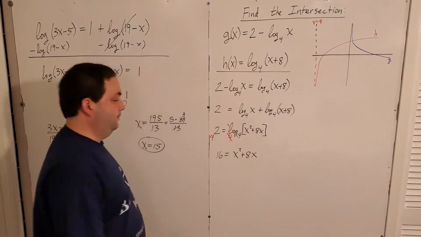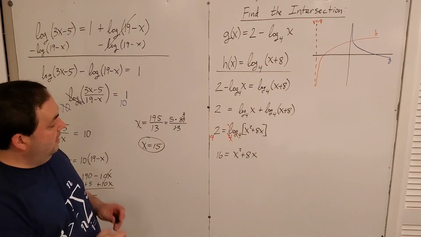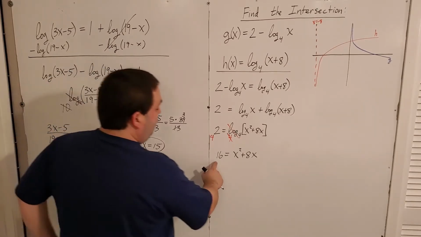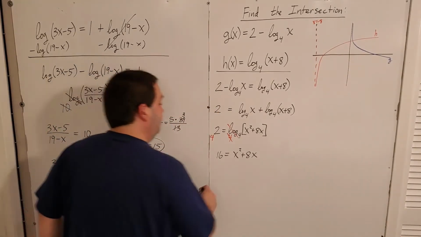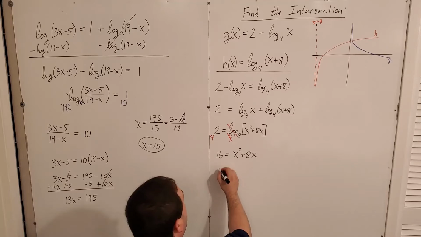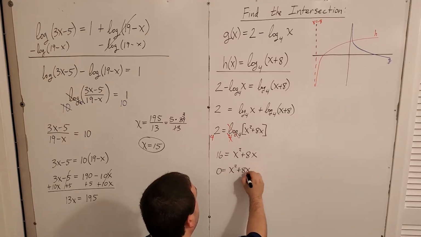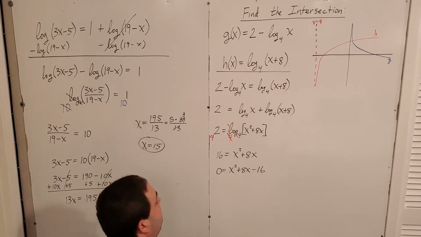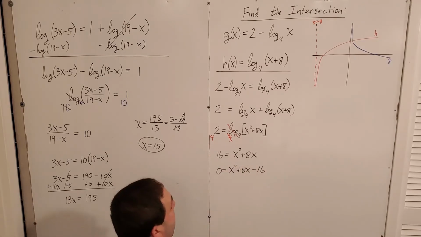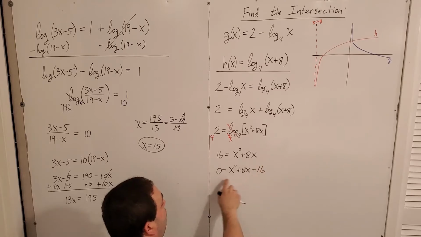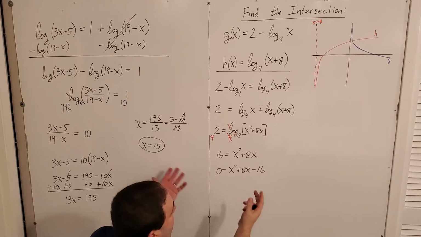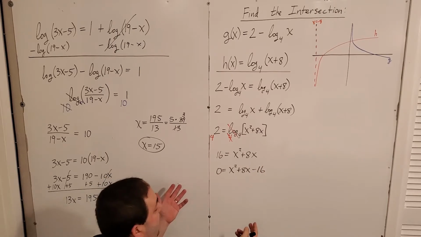Like so. And then I'm going to subtract the 16 because this is a quadratic. So I have x squared plus 8x minus 16 equals 0. I saw that it was a quadratic immediately, and so I just got everything to one side equal to 0 because I'm either going to factor or use the formula, right?